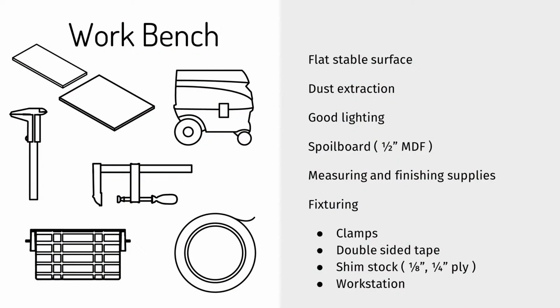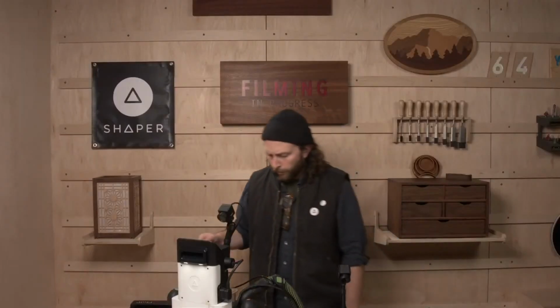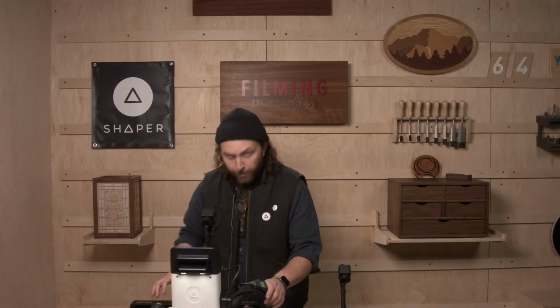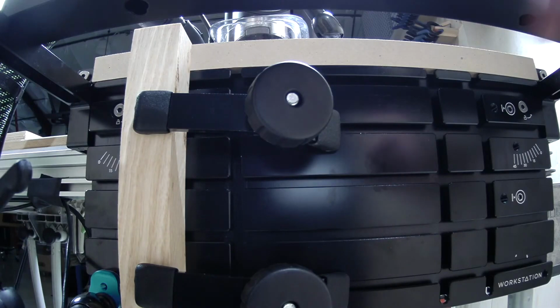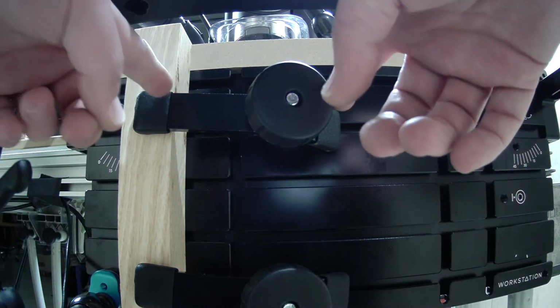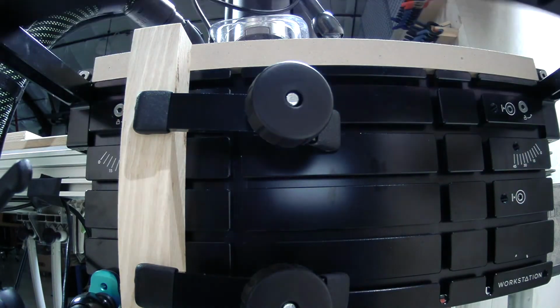All right, and then the last thing to talk about is fixturing. We talked about double-sided tape. Clamps are obviously really important. Maybe Noah can go and show the workstation clamps quickly. Sure. Let's go ahead and cut down to the workstation camera, Goose. So you can see on the workstation right now I have a little piece of material mounted up.